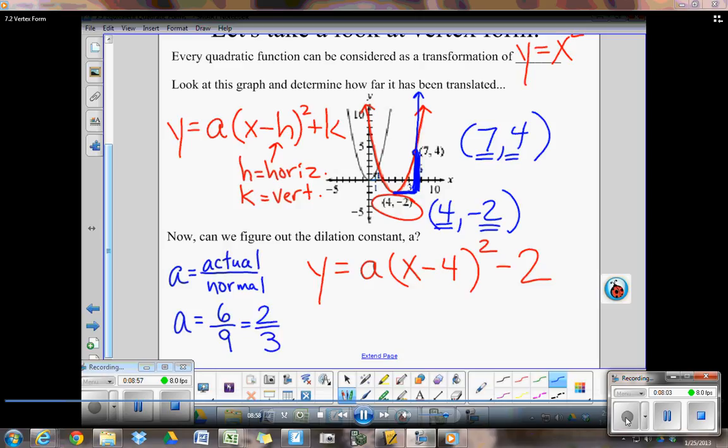So my final answer here for this parabola will be y equals 2/3 times x minus 4 squared minus 2. The 2/3 gives the dilation, the minus 4 gives the right 4, and the minus 2 gives the down 2.